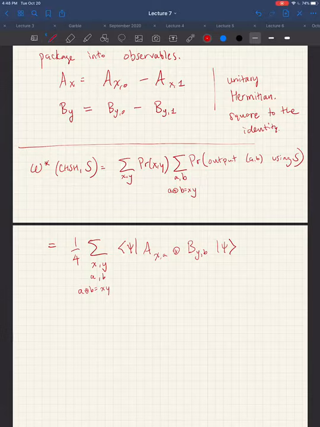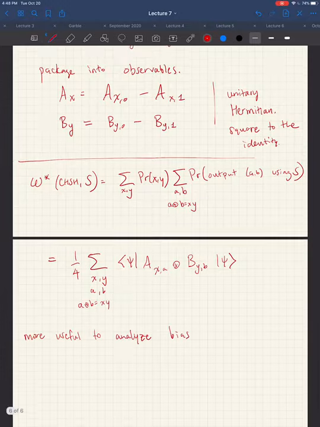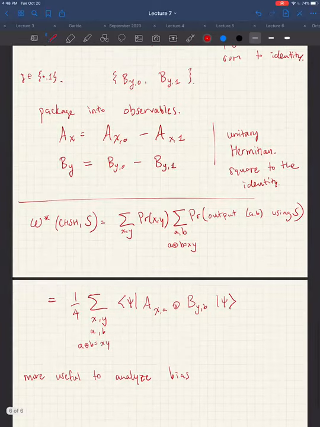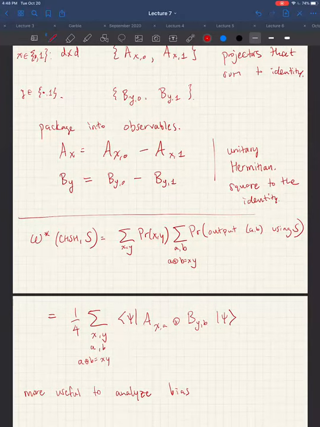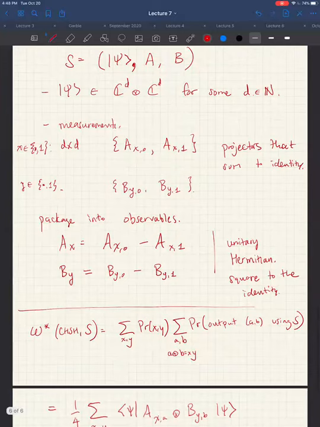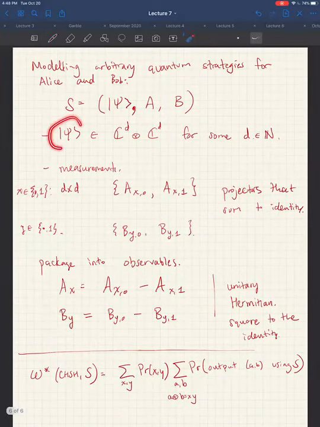But this is still written in terms of projectors, and I don't want to write it in terms of projectors, so I'll write it a slightly different way. What's phi here? The state there? Oh, this psi? Yeah, psi. It's the state that they chose. So it's this bipartite state right here. It's part of their strategy. Yes.